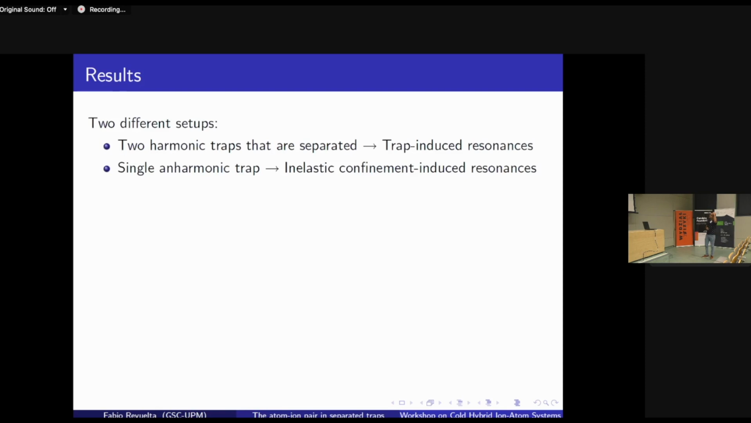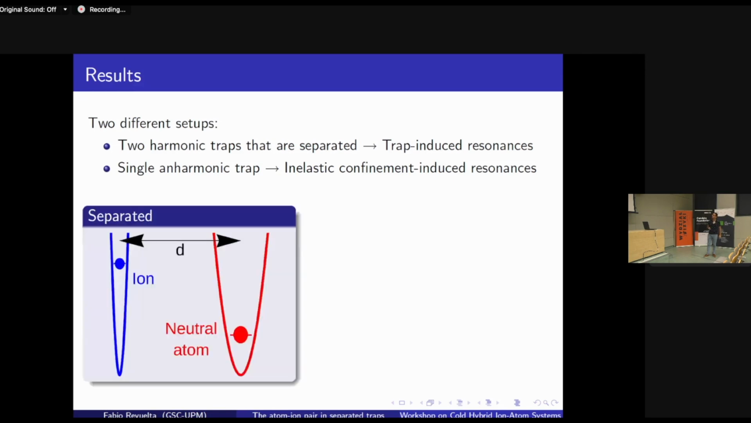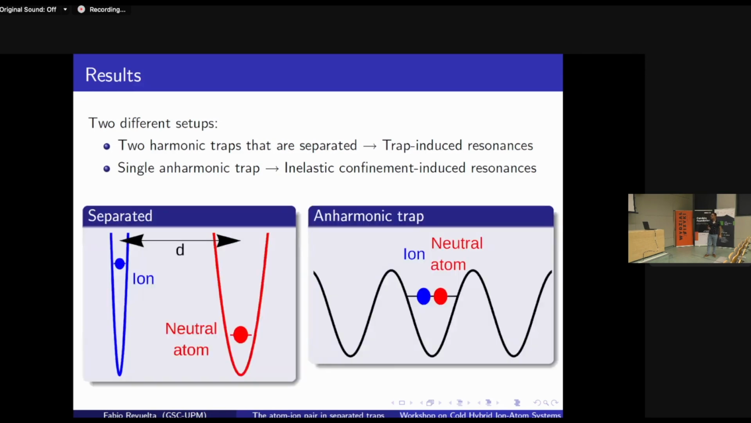So we've done 2 different kinds of studies. The first one is moving the traps one to the other and seeing what happens, something that was also studied by others like Antonio Negretti. And also studying different situations where both particles are found in the same well, at the same position, that is harmonic, and this anharmonicity introduces a coupling between the center of mass and the relative motion. These are the 2 situations.